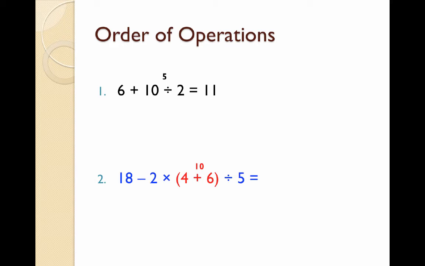I'm going to do them in order from left to right, so I need to do what's in green there. 2 times 10 divided by 5. 2 times 10 is 20, divided by 5 gives me 4. I'm just going to write it above there so I remember the answer. Now I can do 18 take away 4, which will give me my correct answer of 14.